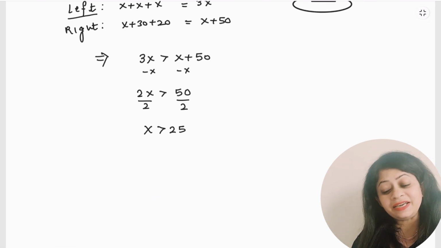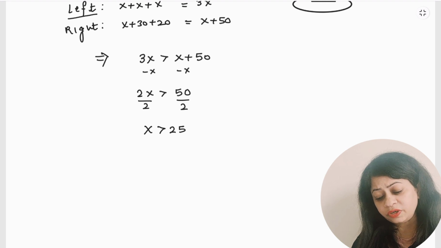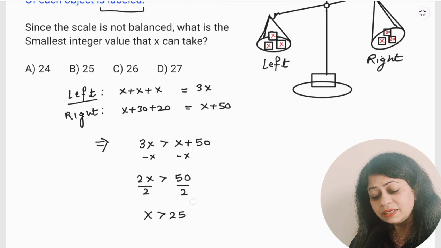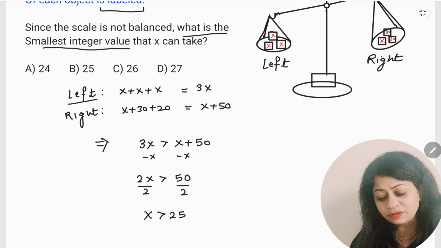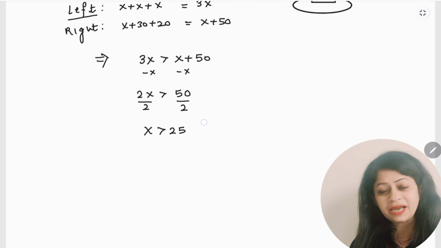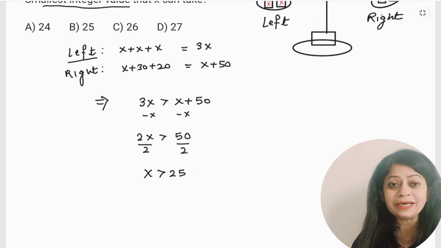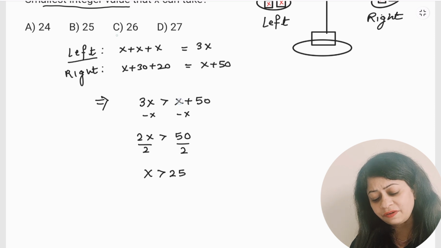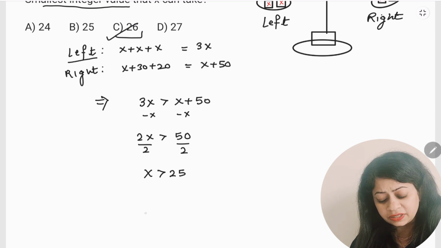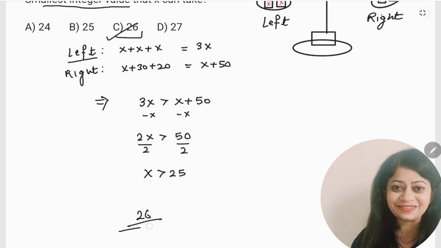If x is greater than 25, now what was our question? Our question was what is the smallest integer value that x can take? So x is an integer which is greater than 25. Which integer is greater than 25? 26 only. So our answer is 26. So x can be 26.